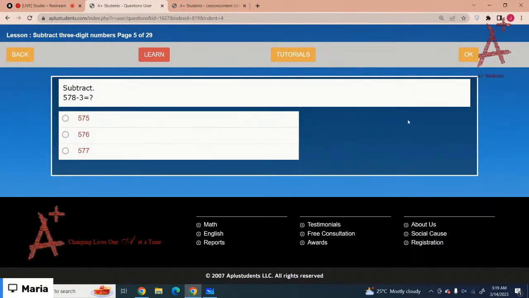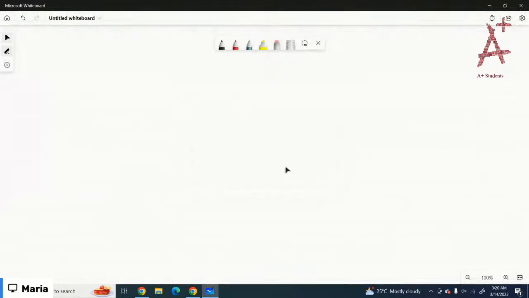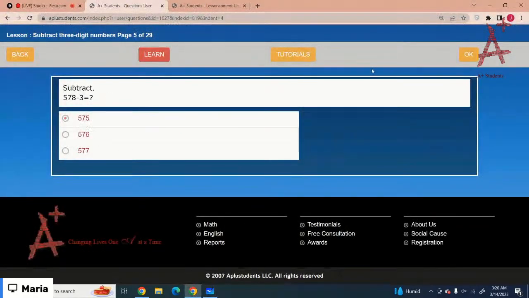Okay, the next one is 578 minus 3. Start subtracting from the ones digit. 8 take away 3: 8 is greater than 3, so you can subtract. 8 take away 3 is 5. Write down 7 as it is and 5 as it is. That means 578 minus 3 equals 575. Got it? So the correct option is 575.